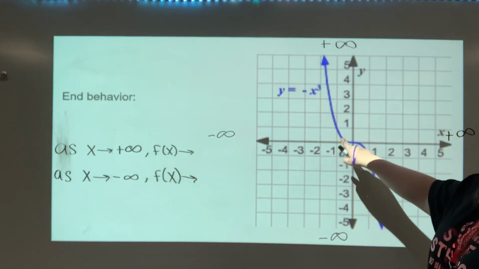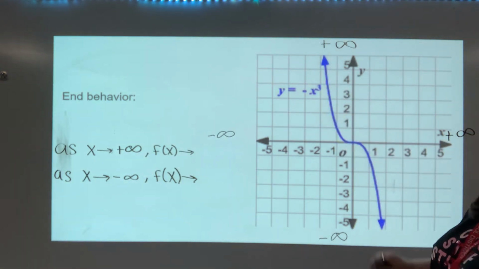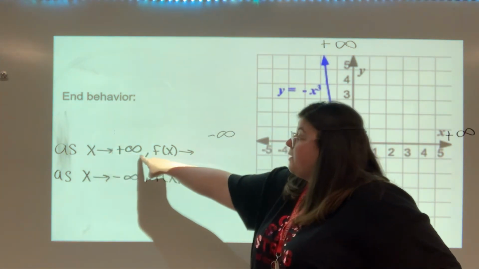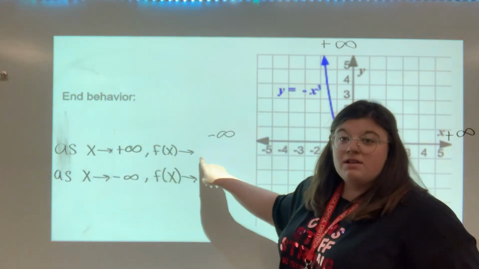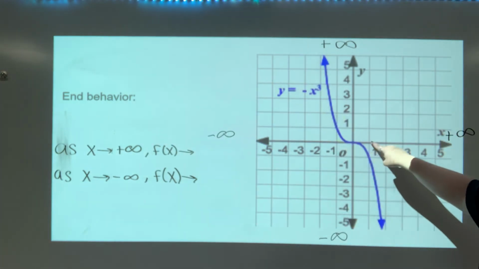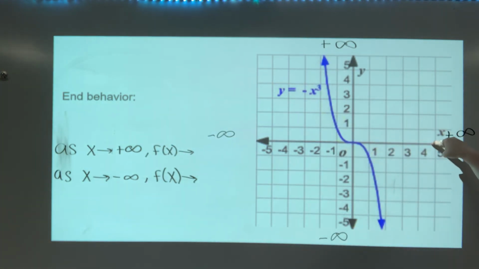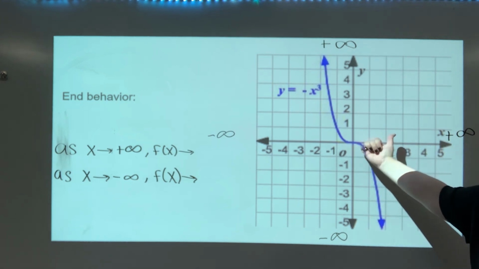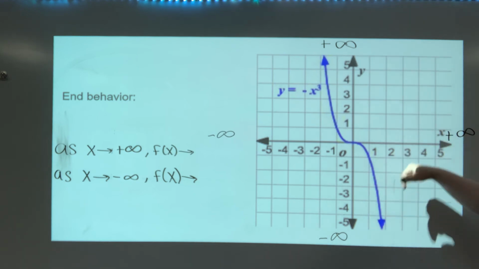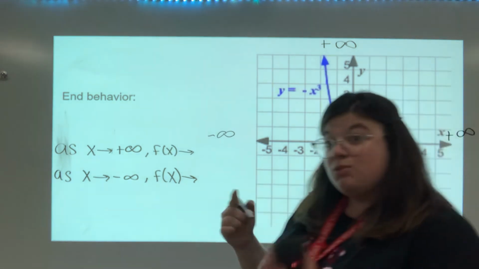So, again, if we're looking at this thing, as x approaches positive infinity, what's happening to our y values? What's happening to f of x? As we go this way, I see that my function is going down, right? So, as x approaches positive infinity, my f of x's are going down, they're decreasing. So it's kind of switched from last time.